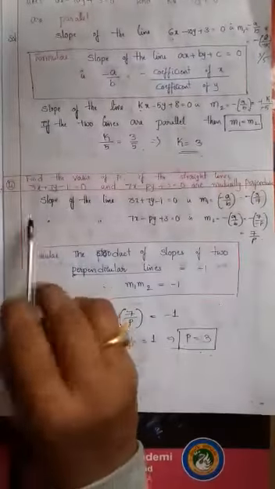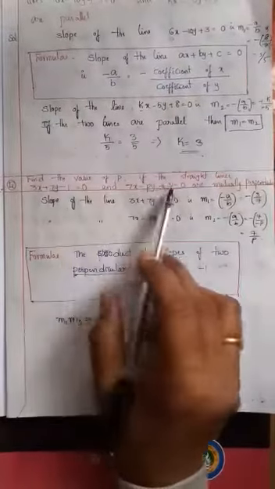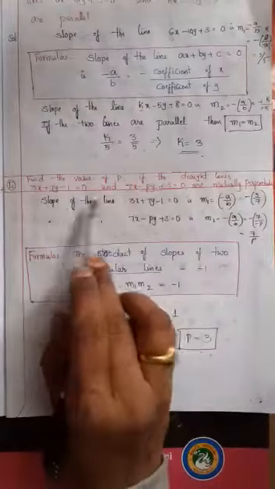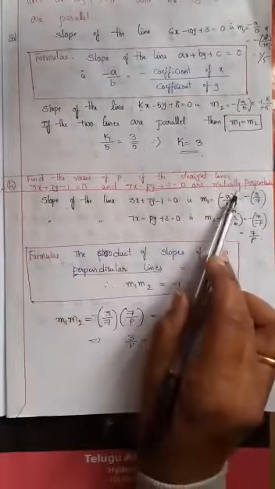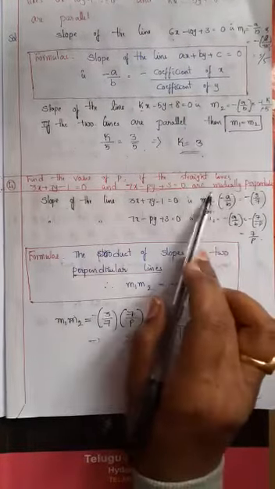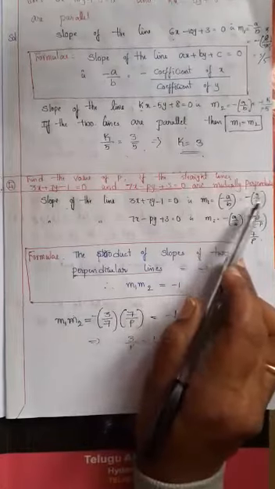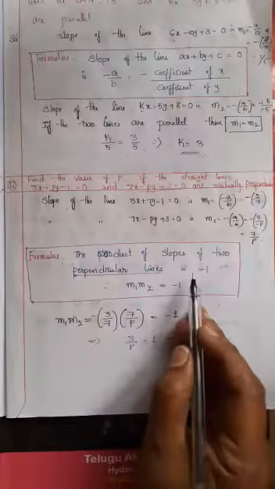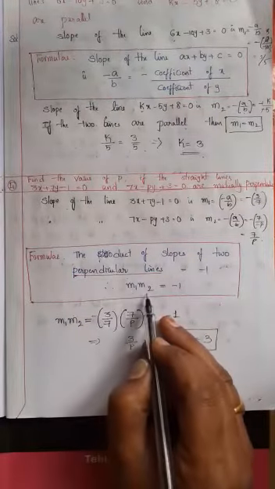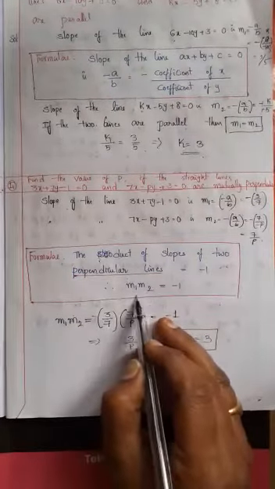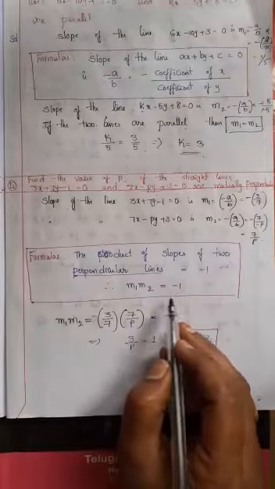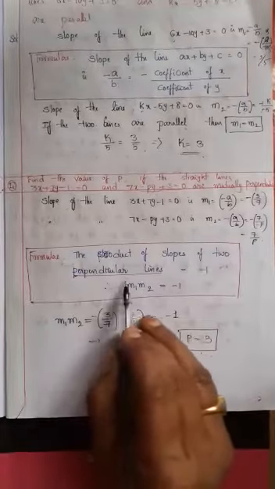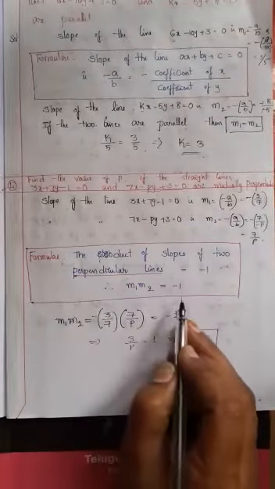See the next question. Find the value of p if the two straight lines given here are mutually perpendicular. Okay. These are what? Perpendicular lines. So, if parallel, the slopes are same. If perpendicular, the condition is m1 into m2, the product of the slopes, is equal to minus 1.